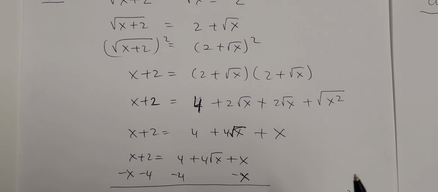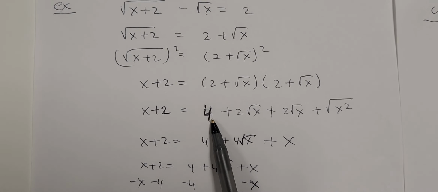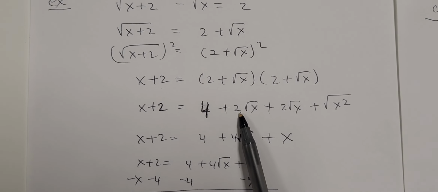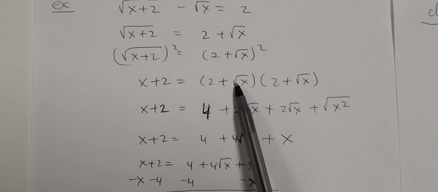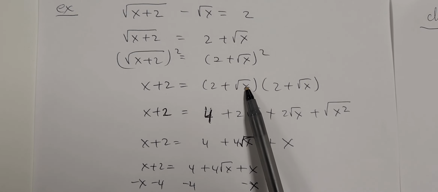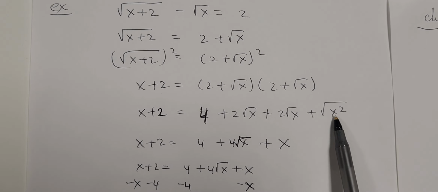Next I'm going to multiply. 2 times 2 gives me 4. 2 times radical x gives me 2 radical x. Radical x times 2 is another 2 radical x. And square root x times square root x, since there are two of them, gives me x squared.